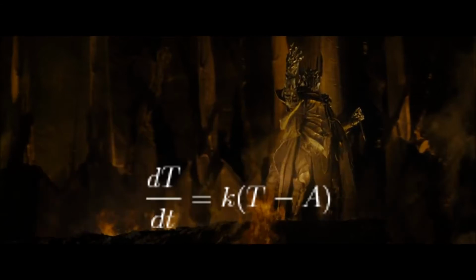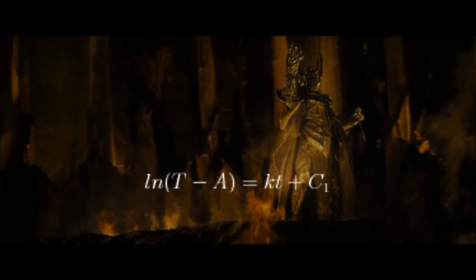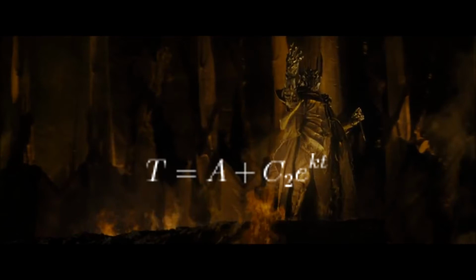We can use Newton's cooling law to model heat transfer of objects with the differential equation: the change in temperature over the change in time equals k times T minus A, where k and A are the proportionality constant and the ambient temperature respectively. We solve the differential equation by separating the variables and integrating both sides, and we thus get the temperature equals A plus a second constant times e to the kt.